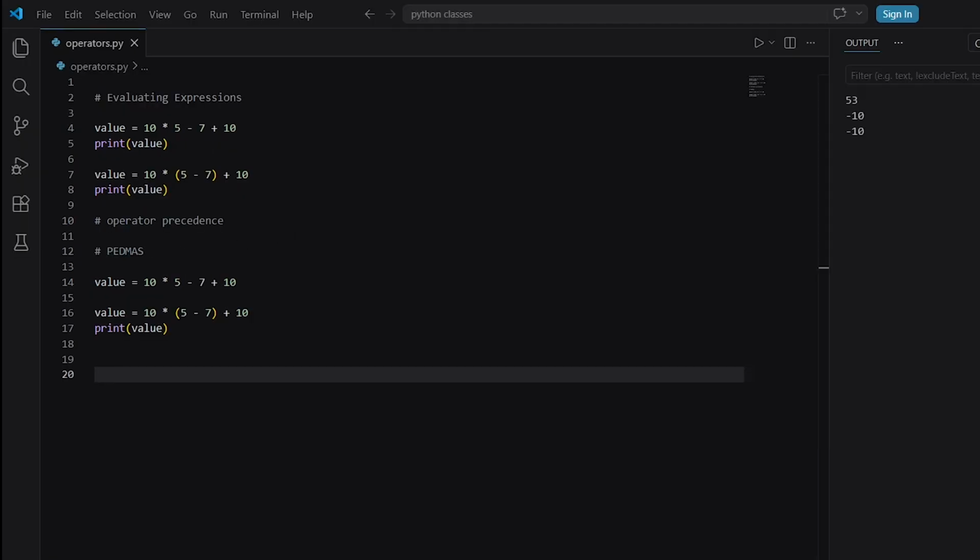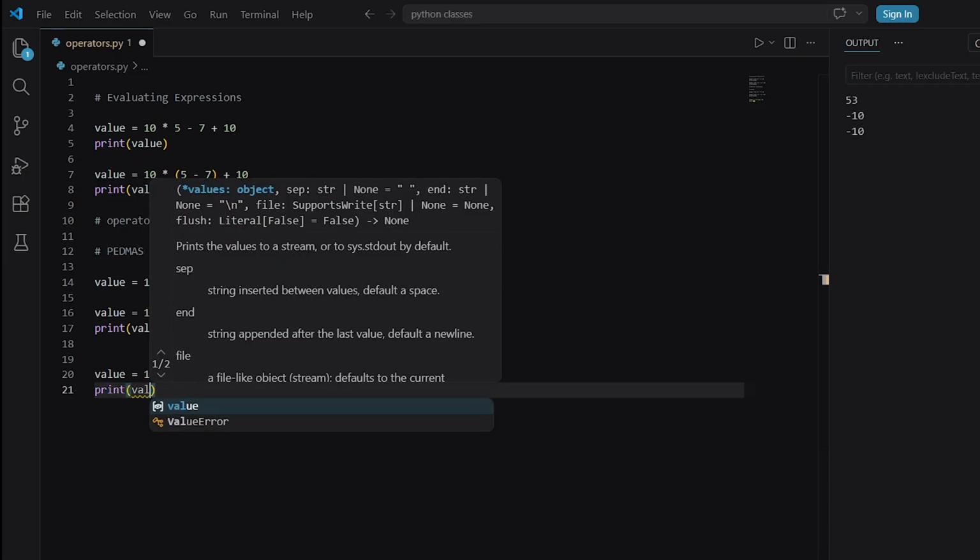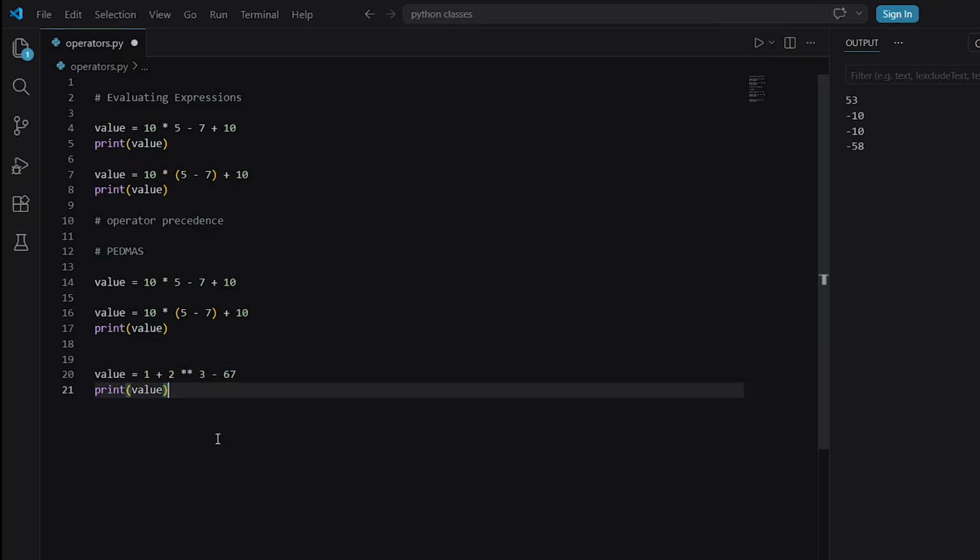Let's say we have this expression, value is equal to 1 plus 2 raised to power 3 minus 67. And let's print the value. We have minus 58. Let's say you had wanted to add 1 and 2 before exponentiation. Ordinarily, you cannot do that the way it is, but with the use of parentheses, and since parentheses has a higher precedence than exponentiation, it is going to evaluate first before the exponentiation.